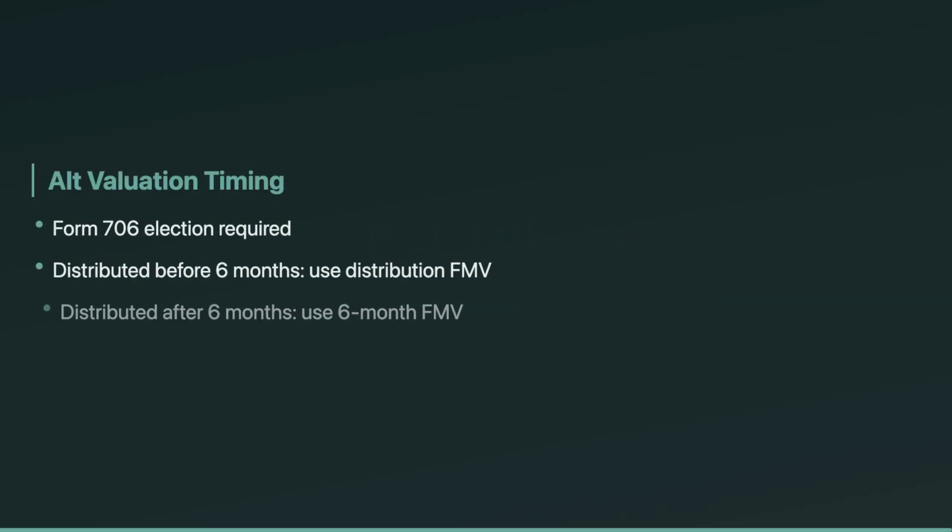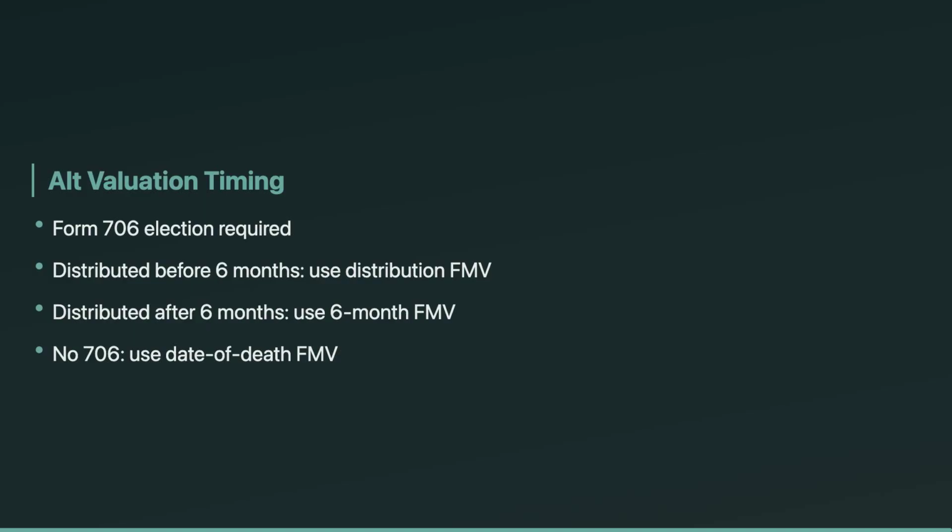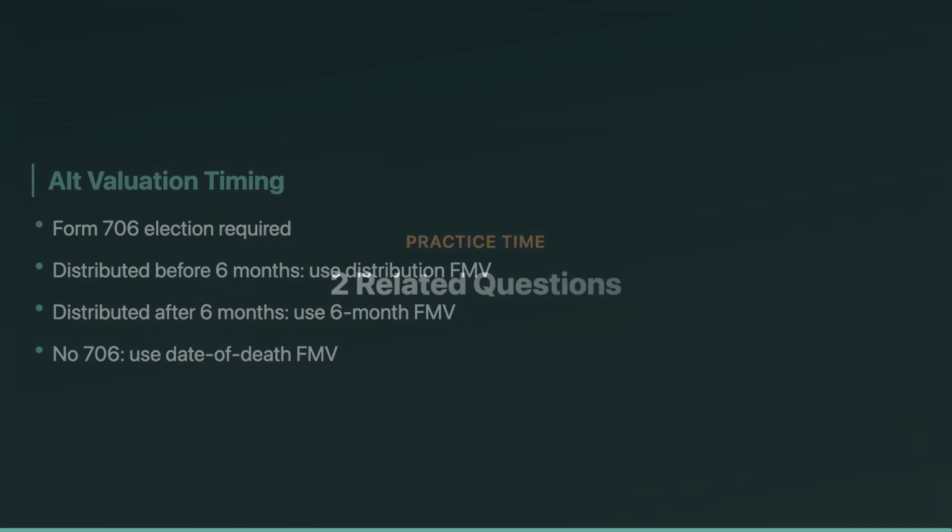One more timing rule with alternate valuation. If an asset is distributed to the heir before the 6-month date, the basis is the FMV on the distribution date instead. If it's distributed after 6 months, you use the 6-month value. And if no Form 706 is filed, you're back to the default, FMV at date of death. On exam questions, build a quick timeline: death date, 6-month date, and distribution date.